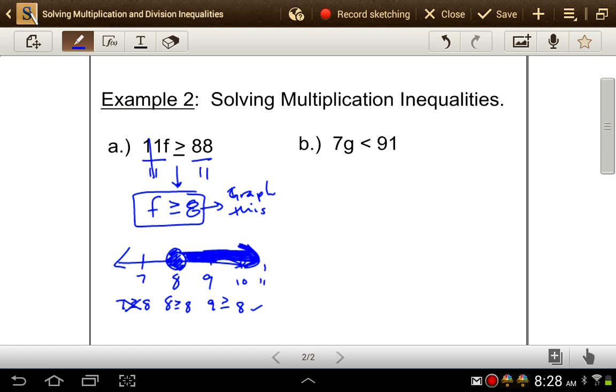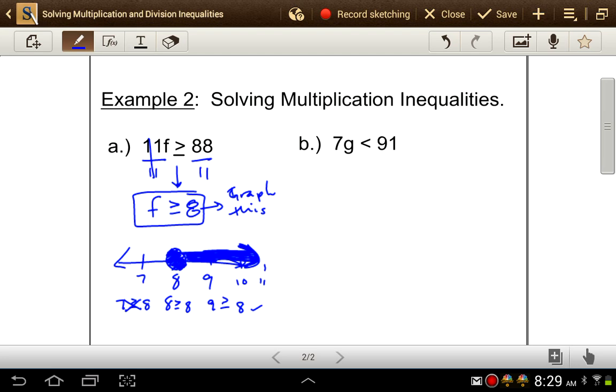It doesn't matter if you say 8.1 or 100, those are all greater than 8, so those are all correct. The reason I shaded in this circle is that there is the equal to bar underneath the greater than, so 8 is also included in that list.